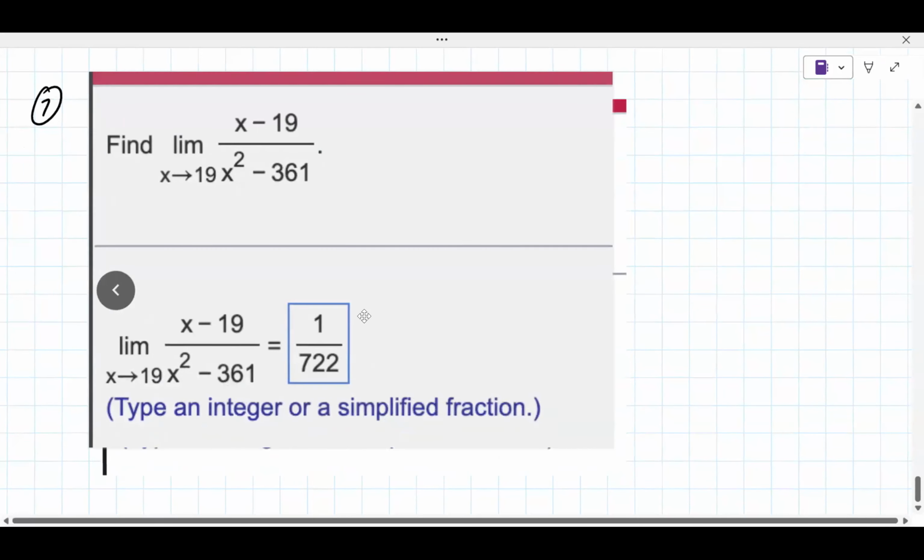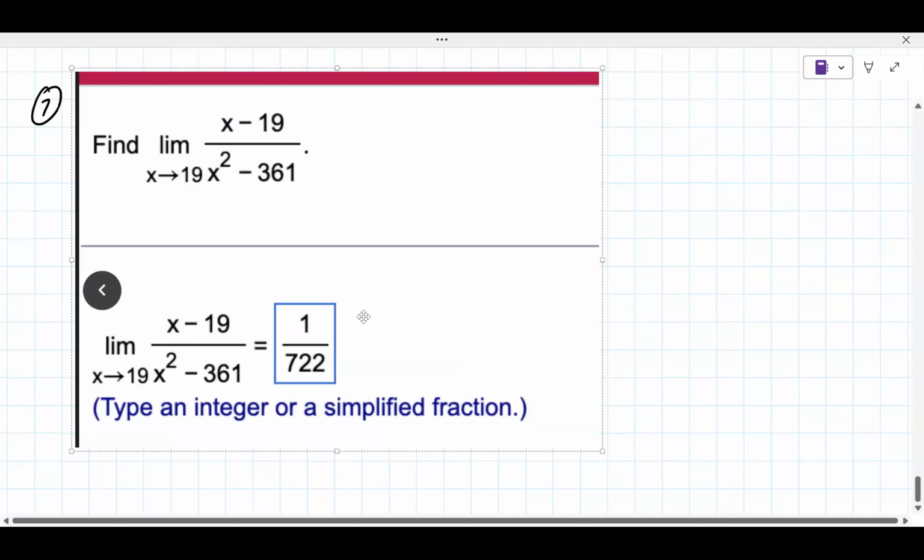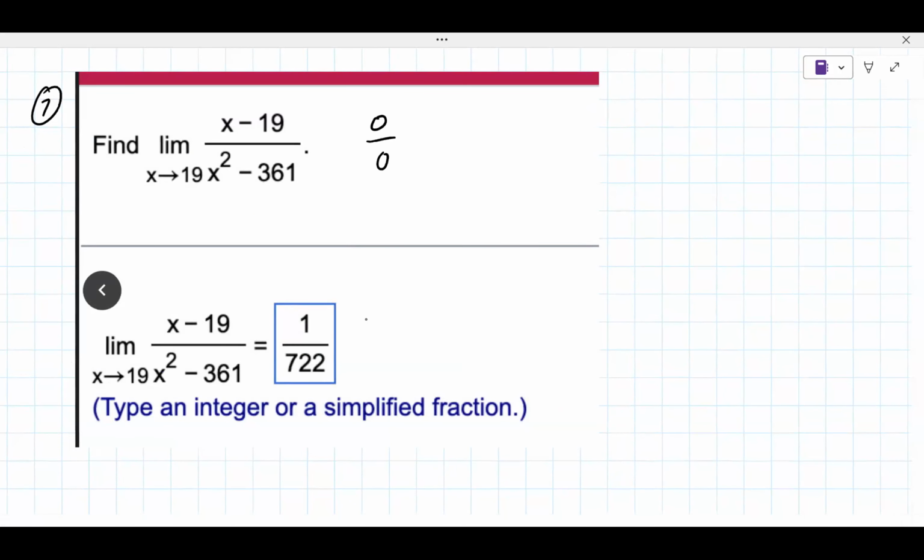Okay, find the limit as x approaches 19. When you put 19 in, you end up getting 0 over 0, which is bad. You're not allowed to divide by 0. That's really bad. It's like if you take a probability class and you get a negative probability. So what are your options?